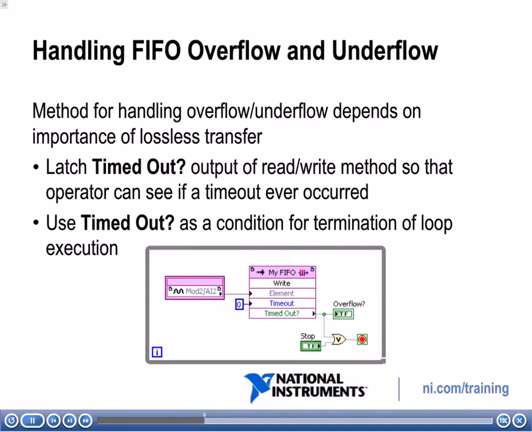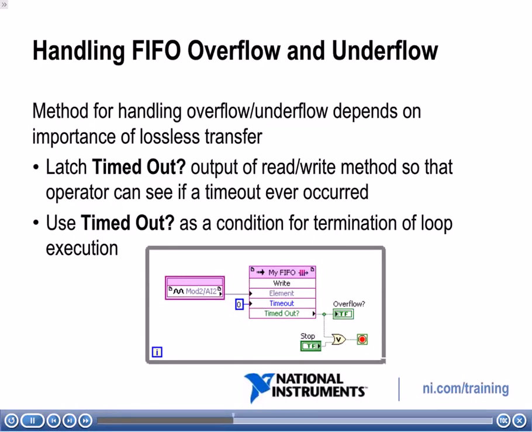Okay, so we have an FPGA I/O node, and we're using that value and writing it into our FIFO. If we take a look at our write method, we're writing that element to the FIFO, and we have a timeout of 0. What that means is when it gets to this write method, it's going to check whether the FIFO is full. If the FIFO is full, because the timeout is 0, it's not going to wait at all. It's just going to immediately time out. Okay, and timed out will equal true.